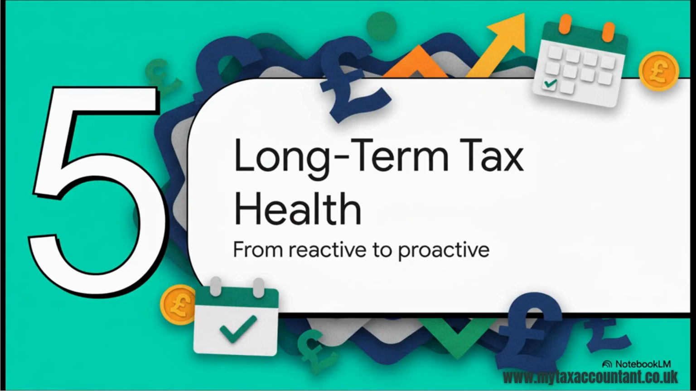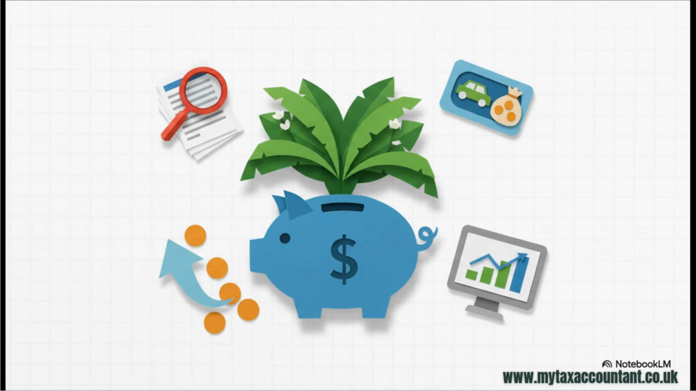Okay, we're on the home stretch. Let's talk about long-term tax health. This is all about getting out of firefighting mode and becoming proactive so you can hopefully avoid these issues in the future. So, how do you stay ahead of the game? A few tips. First, look at your benefits package every year. Does that company car still make sense, or would a cash allowance be better for you tax-wise? Second, think about tax-efficient savings. Bumping up your pension contributions is a brilliant way to lower your taxable income.